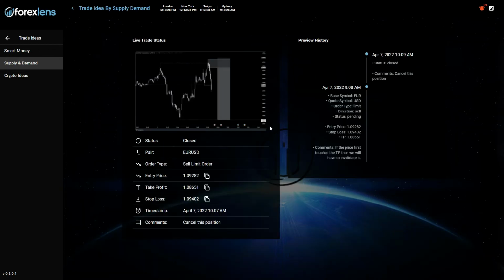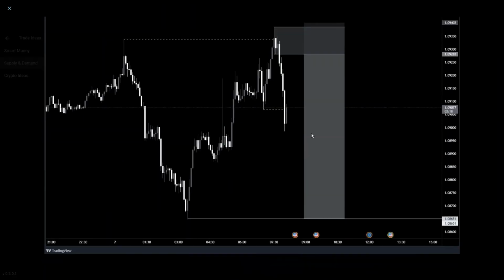And the last one was this euro dollar setup I shared yesterday. We had a very nice break of structure. We had a liquidity grab, and the market did retrace but did not tap my zone, did not fill my order at 109,282. So I guess it was able to retrace, but it just hit 109,250. And then it dropped and actually gave the full take profit, but the entry was not filled. So those were my entries.